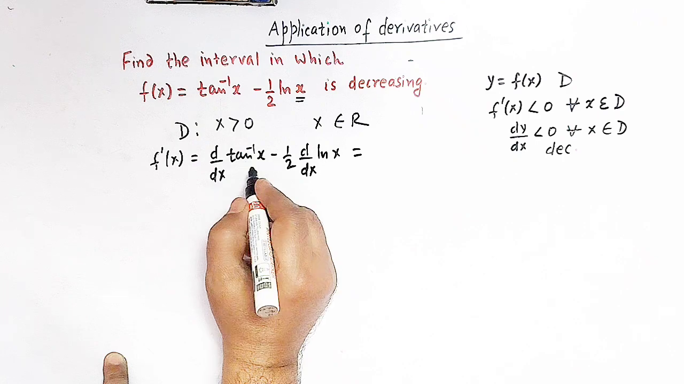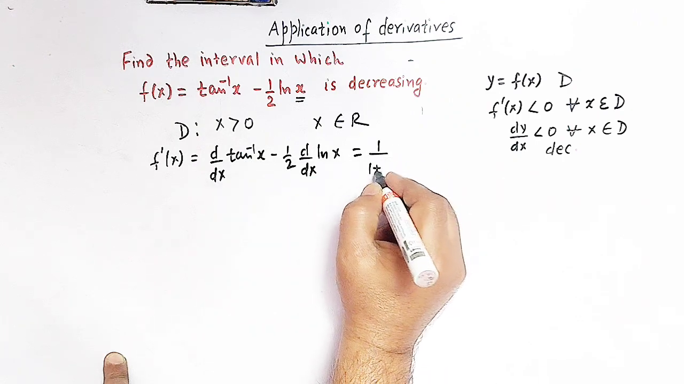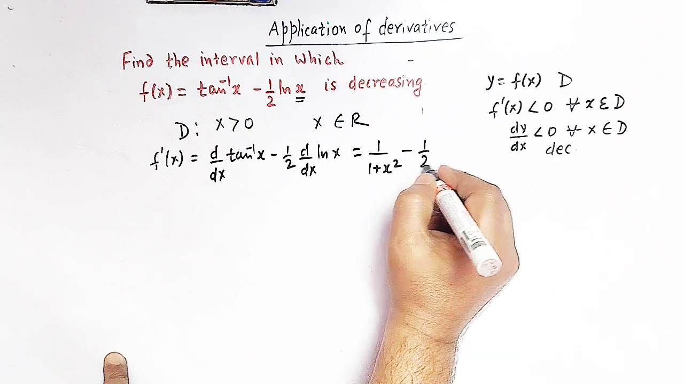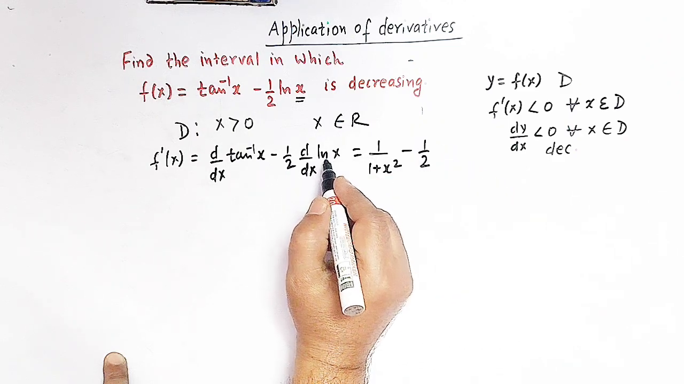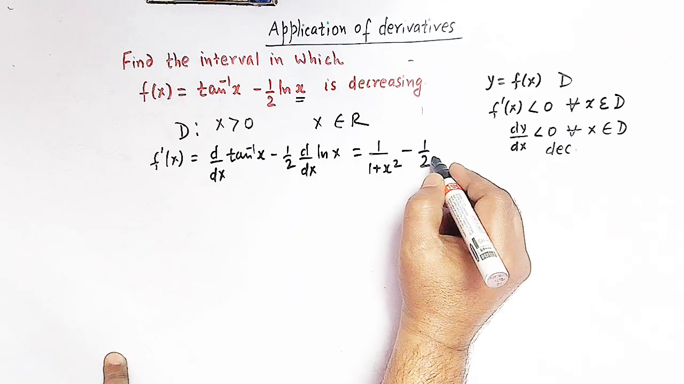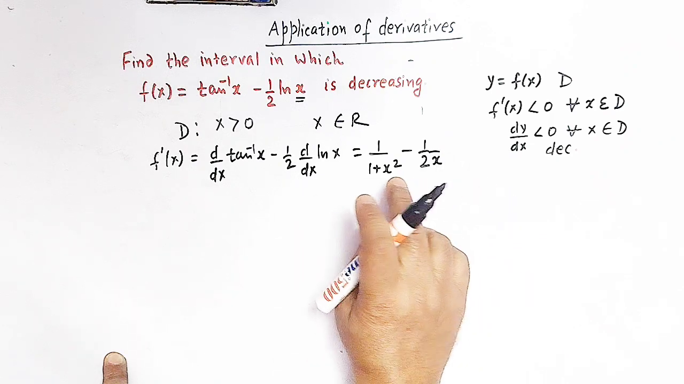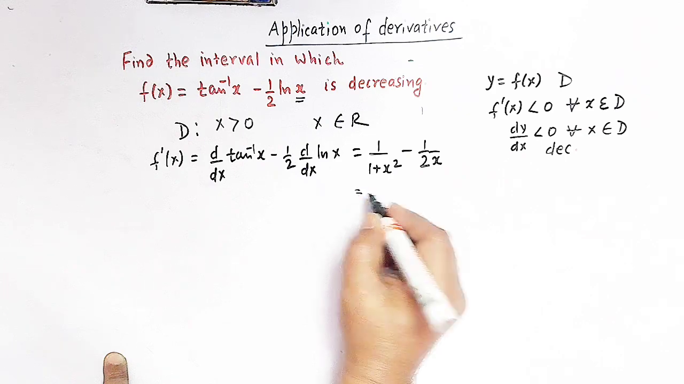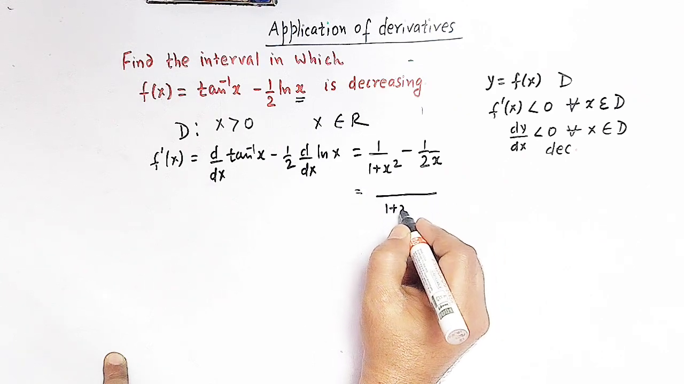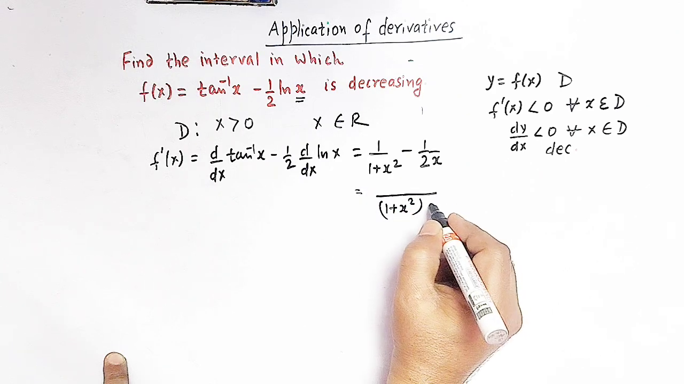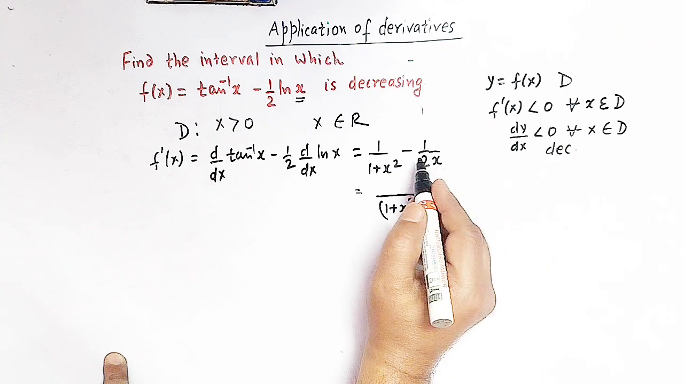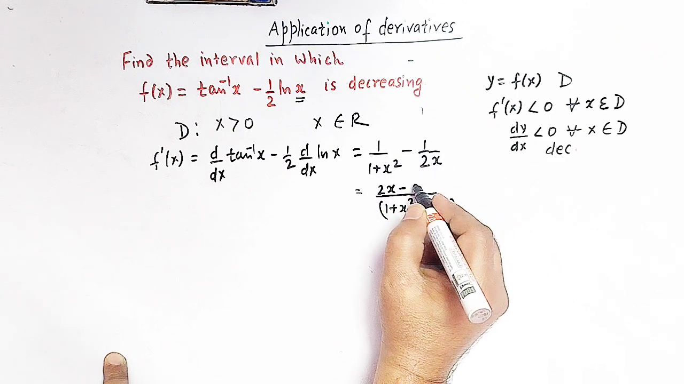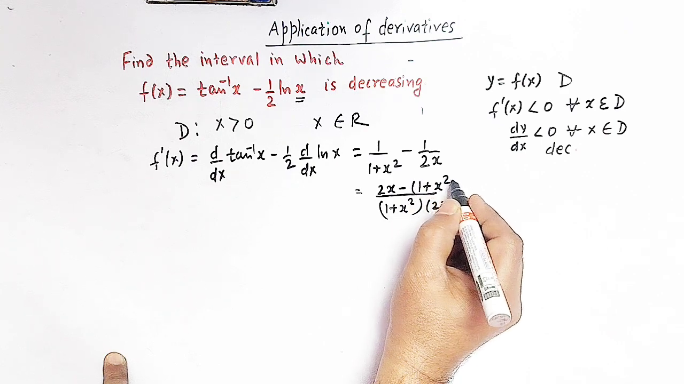So the derivative of tan inverse x is 1 over 1 plus x square, and here we have minus half, and the derivative of log of x is 1 over x, right? So now let us simplify this expression. So we can now take here 1 plus x square, and then we have here 2x, and now taking the cross multiplication here, we have 2x minus 1 plus x square.